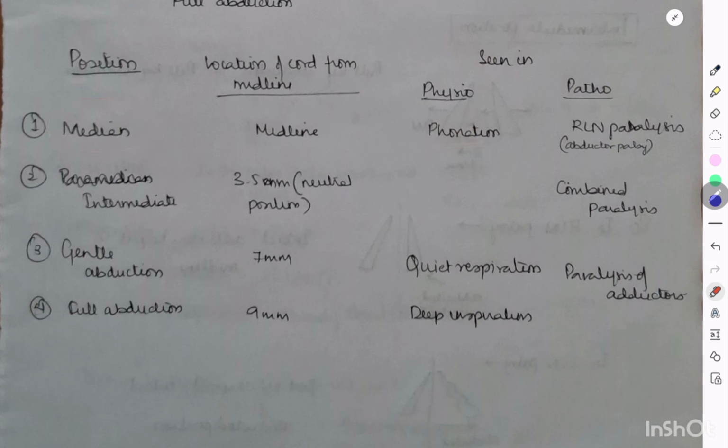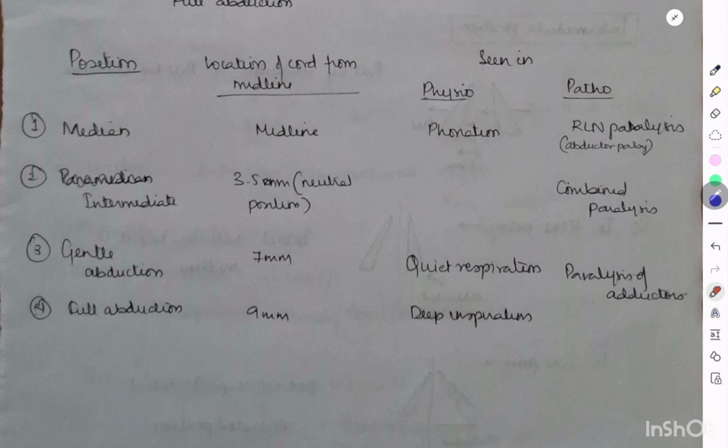When there is abductor palsy, when will that happen? When there is recurrent laryngeal nerve palsy, they are unable to abduct. So in that case also the position will be in the midline. When will the intermediate position happen? This is 3.5 mm, what is called the neutral position or cadaveric position. When there is combined paralysis, meaning superior laryngeal palsy and recurrent laryngeal nerve palsy are both there, adduction and abduction are both hampered. So that will be in the intermediate position, and normally also it is here.